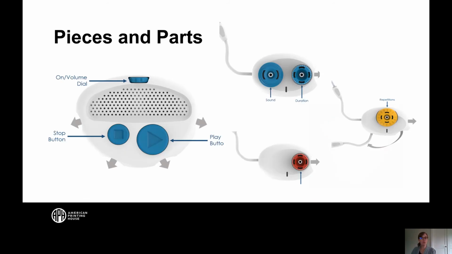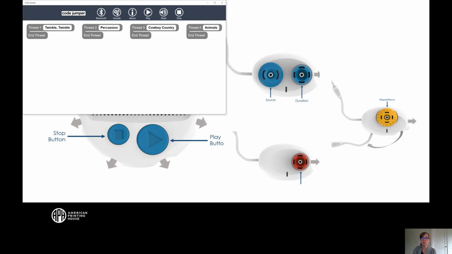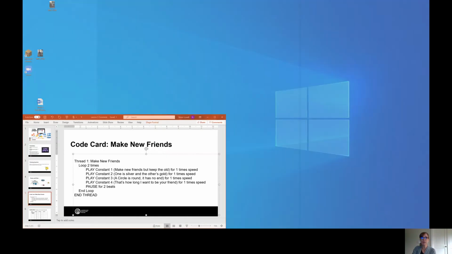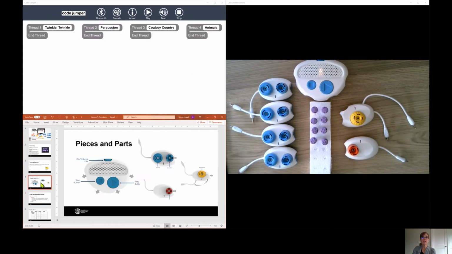Okay, to start with, let's go over our pieces and parts. What are we actually going to need today from the Code Jumper kit? I'm going to change my screen so we're looking at the app. We're looking at the document camera with all the pieces under it, as well as our PowerPoint. So let's look and see what we need.